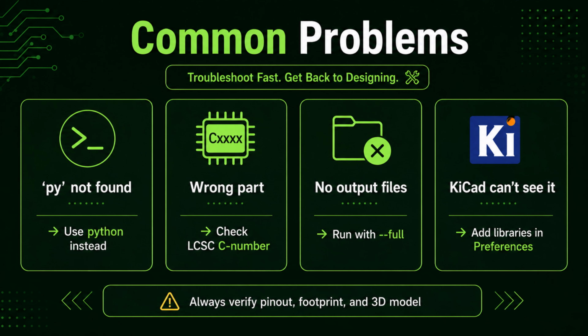Several common issues can prevent the conversion from working correctly. When the terminal reports that py is not found, try using python instead, or reinstall Python with the Add Python to PATH option enabled. When the wrong component is downloaded, return to the LCSC page and verify the exact C number. If no library files appear, confirm that the full option was included and check the terminal for connection or permission errors. When KiCad cannot find the component, register both the symbol file and footprint folder in the library managers. Most importantly, never assume that automatically converted data is perfect. Verify the pinout, pad numbering, package dimensions, orientation, and 3D model against the official datasheet.